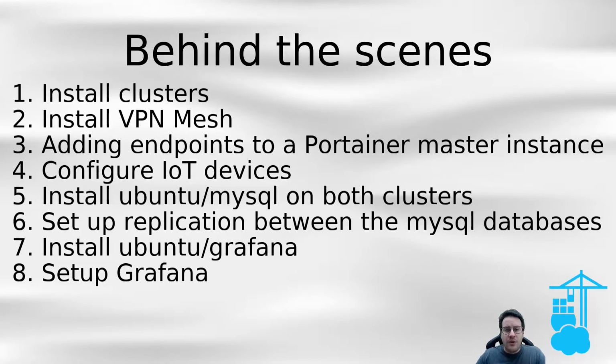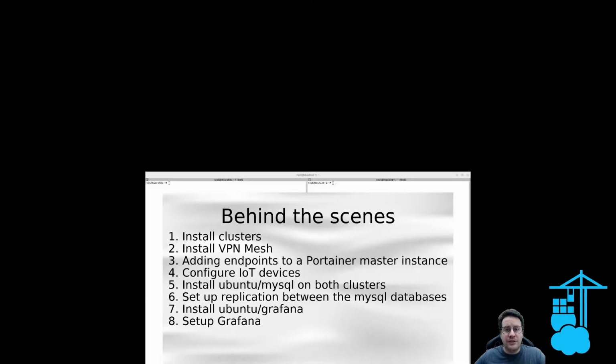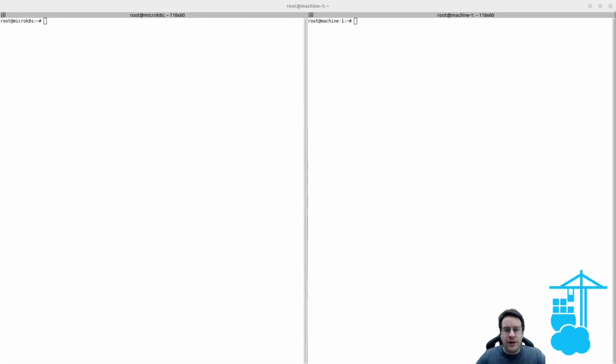So, okay, we will show here how this was done. On the next video, I'm going to skip the first part because, as I mentioned, you can see it on the videos I referred before. And I'm going to go straight into installing the VPN Mesh on the Kubernetes clusters and IoT devices. So, okay, here we go.